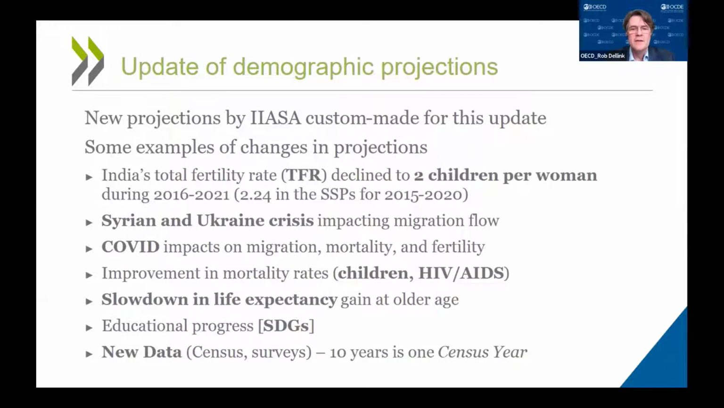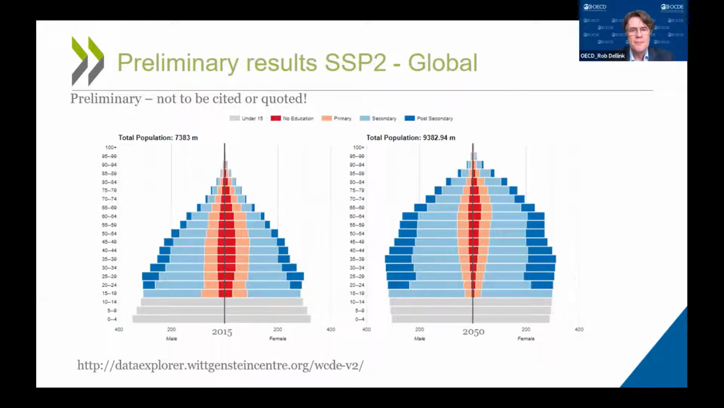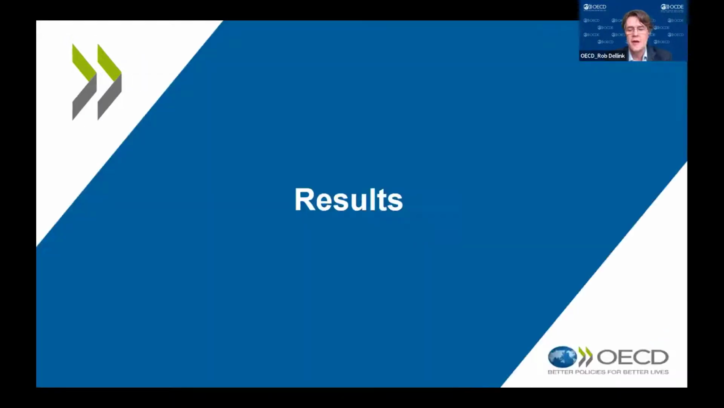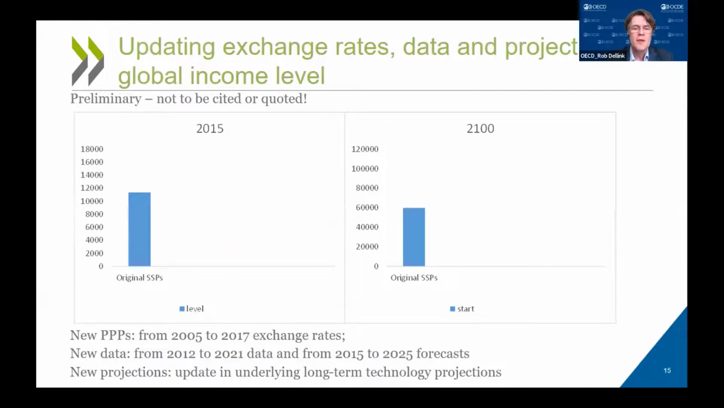The demographic projections are made by IIASA, and there are plenty of different ways in which they have been updated in the last 10 years. Improvements in mortality rates, I think, is the biggest one. People live longer. There's a slowdown in life expectancy at older ages that affects mostly OECD countries, etc. We have a new census, so lots of changes to the demographic data. And you get very nice results, but in the interest of time, I'll skip those.